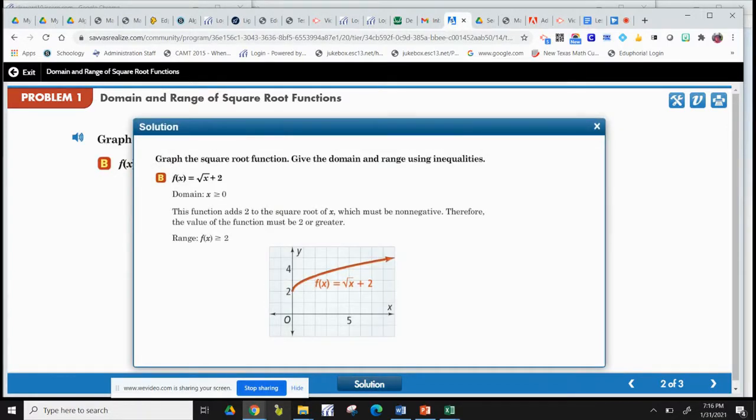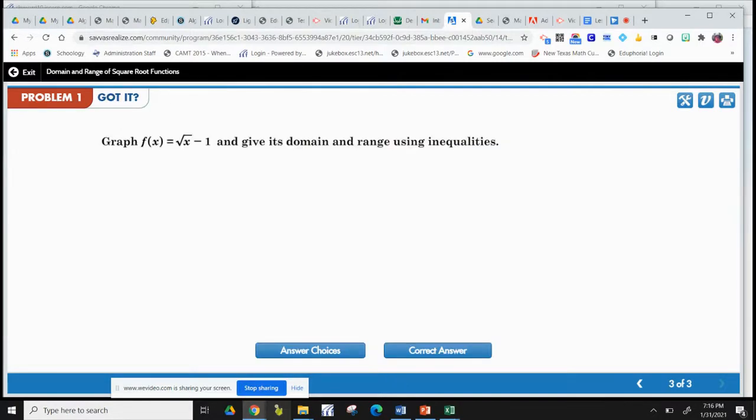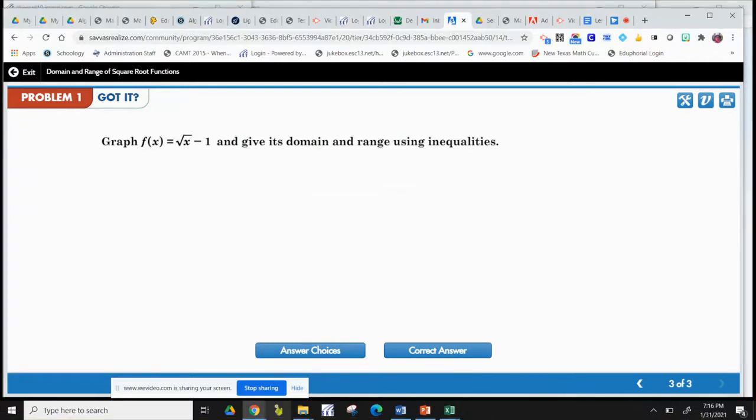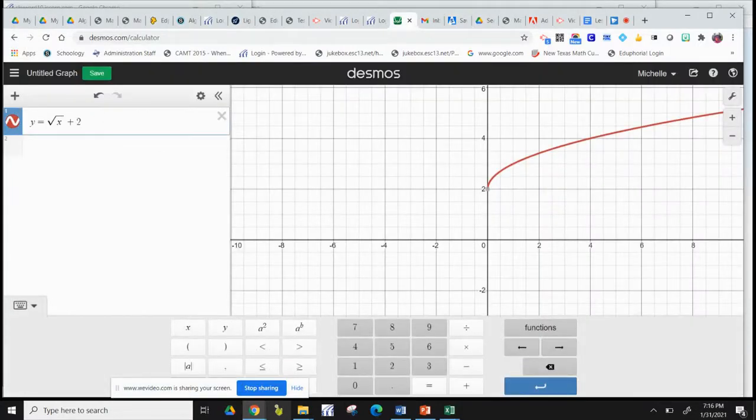Here's your graph. Domain and range, pretty easy. This one is -1. If you remember from your A, H, and K, that 1 is a K. It's going to move down 1. So if we look at our graph, change this +2 to a -1. The other one went up 2. Now we're changing that +2 to a -1. That's going to go down 1.